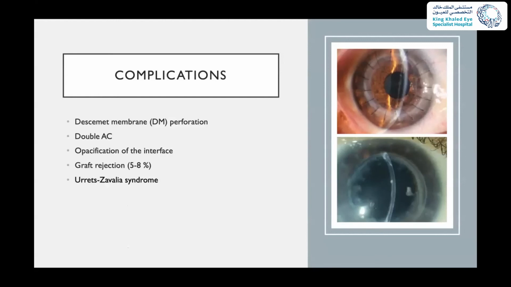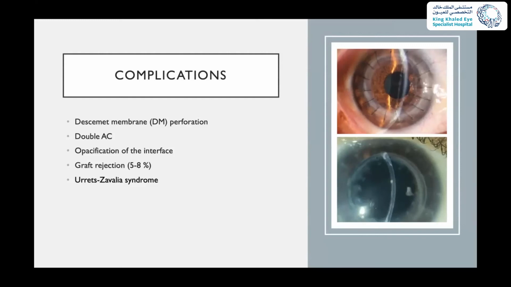The most frequently encountered intraoperative complication for DALK is perforation of the Descemet membrane. Tears or perforations occur in approximately 10 to 30% of cases, as has been reported in the literature. You can use viscoelastic dissection or hydrodissection that will offer protection against perforation.